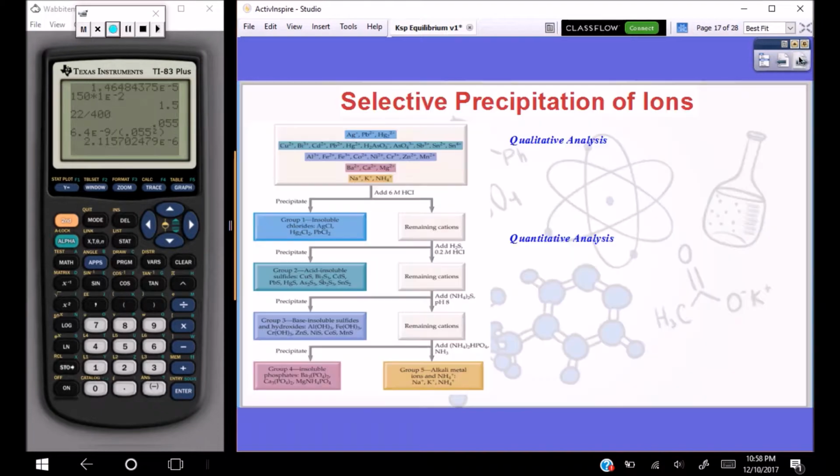Okay. So one of the other things we're going to really need to focus on is what's called qualitative analysis. So this is a lab-related question that AP loves to ask. They can give you some sort of mixture, and you have to figure out how to separate the ions or the solutes in that mixture based on solubility rules.